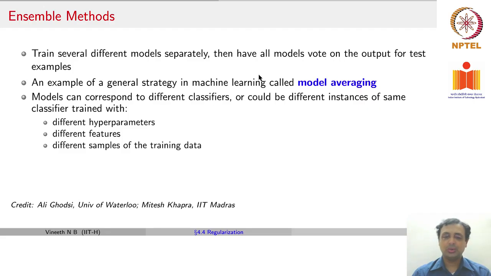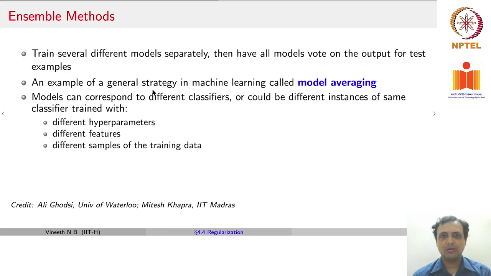A general approach to achieve regularization in machine learning is ensemble methods. In ensemble methods, you train several different models separately and then have all models vote on the output. Why is this a regularizer? Because if one of those models overfit your training data, you still hope that the other models would not have overfit and they would perhaps help you do well on test data in the generalization setting.